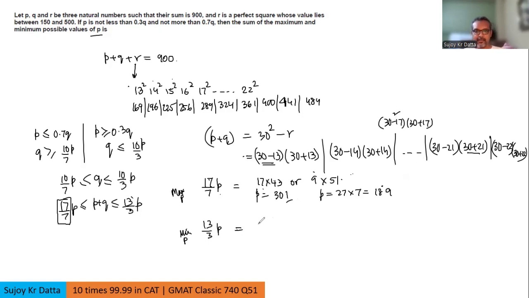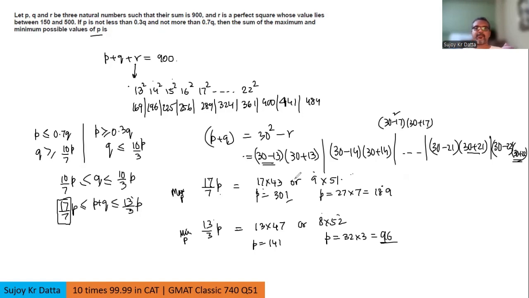So that means here if I am using 13 times 47, my value of P comes out to be 47 times 3, 141. Any other value which can also get me a multiple of 13 is here. 30 plus 22 is 52. 52 is divisible by 13. So there 30 minus 22 is 8 times 52. So that will basically become 13 will cancel here with 4. So 4 eights are 32. 32 times 3, 96. So obviously the minimum value will come from here.